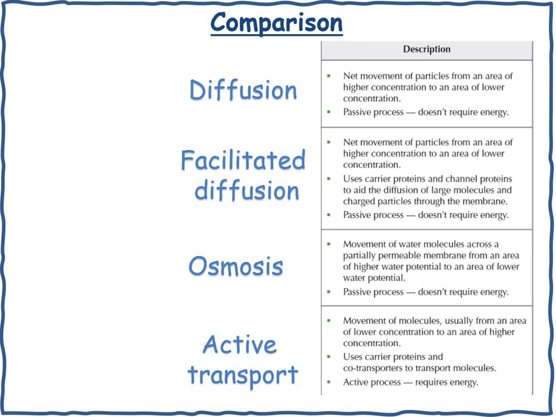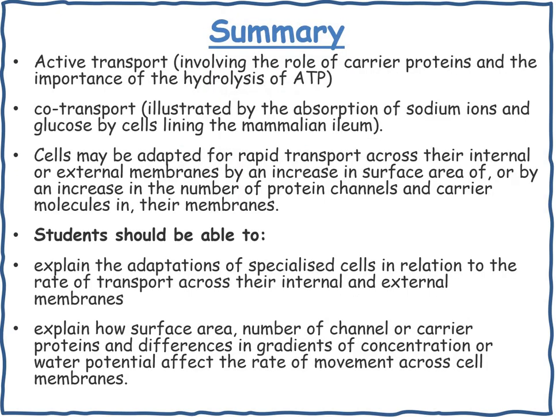And again, it's passive. And then active transport is the movement of molecules from an area of low concentration to an area of high concentration. It uses carrier proteins and co-transporters to transport molecules, and it is an active process, so it requires energy. So in summary, you need to know about active transport involving the role of carrier proteins and the importance of hydrolysis of ATP. Co-transport, as illustrated by the absorption of sodium ions and glucose by cells lining the mammalian ileum.